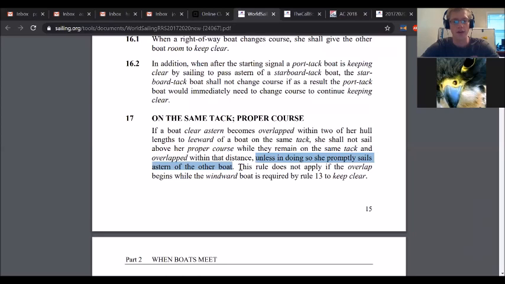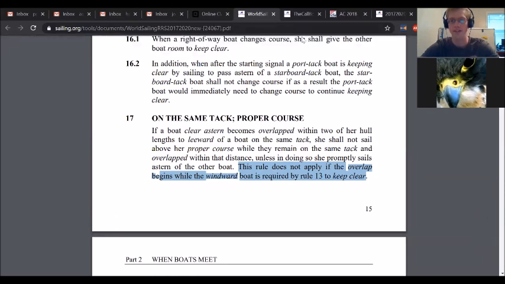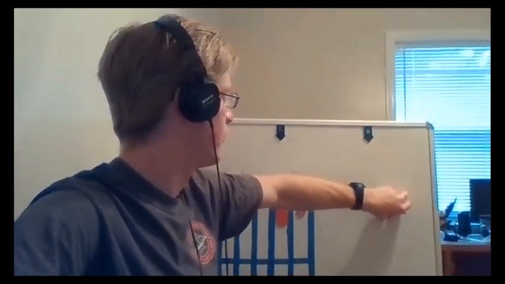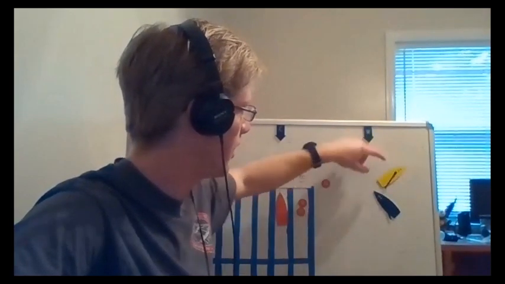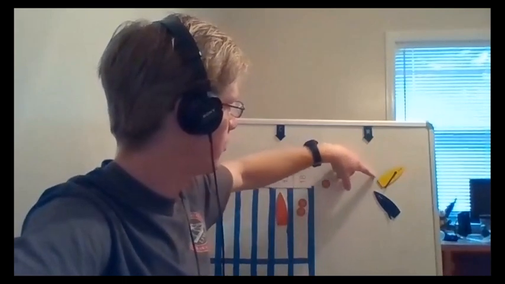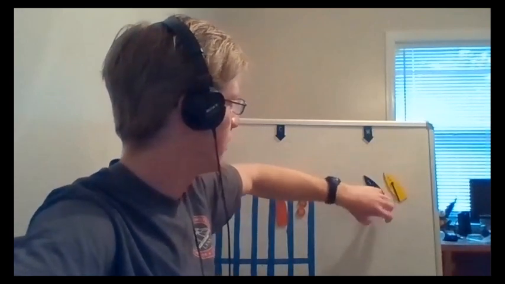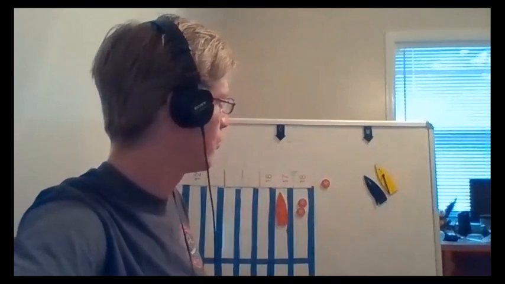This rule does not apply if the overlap begins while the windward boat is required by Rule 13 to keep clear. So for this sentence here that's highlighted, what that's saying is, if we had this situation, maybe a boat is sailing somewhere and another boat has just gone across him, and this yellow boat decides, hey, I'm going to tack right on top of this guy and kind of slam dunk on top of him. And maybe it's almost like a team race tactic, right? Or maybe it's close to the end of a fleet race and he's watching out for this one guy.